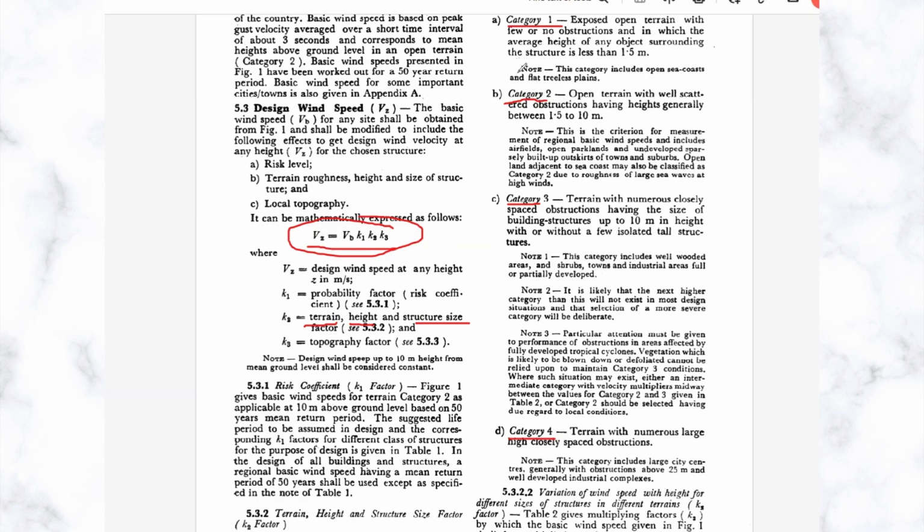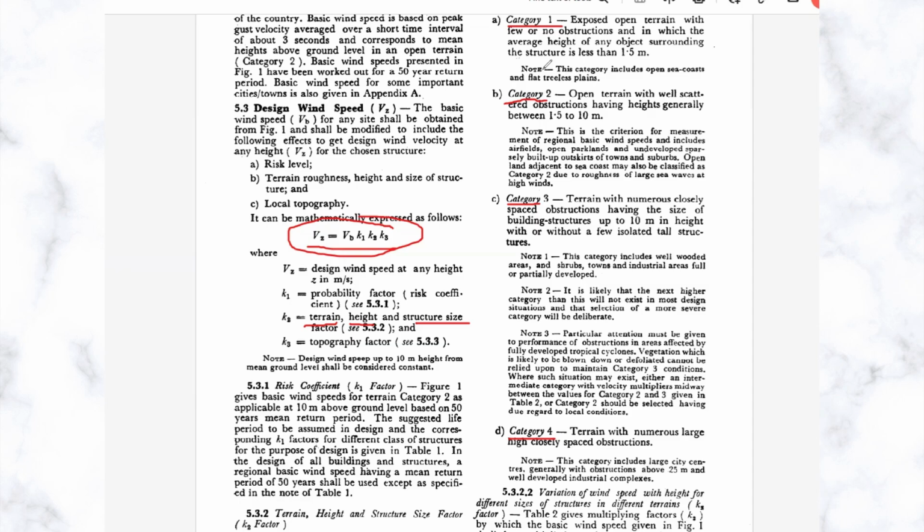While calculating it, we need to analyze where we are constructing. If you are going to construct a building in an area where there are few or no obstructions, the terrain is completely open, nothing is there, and if there are certain structures with a height of 1.5 meters or less, then you can consider that your structure falls in category 1.